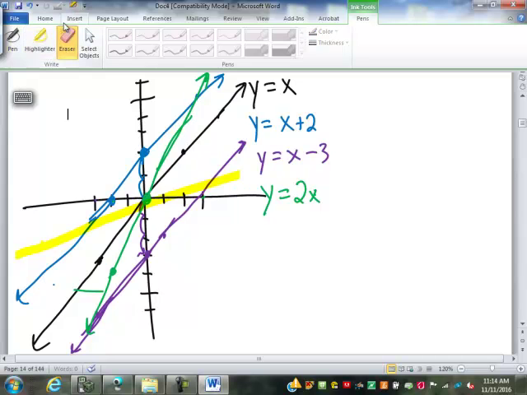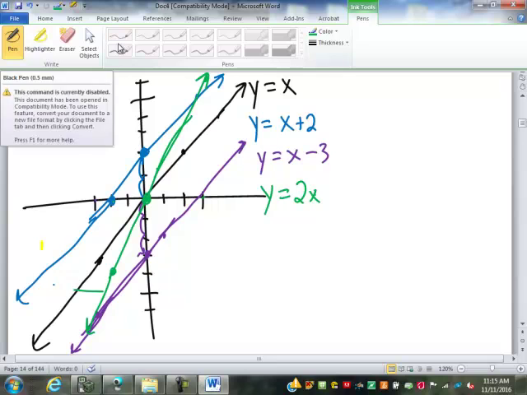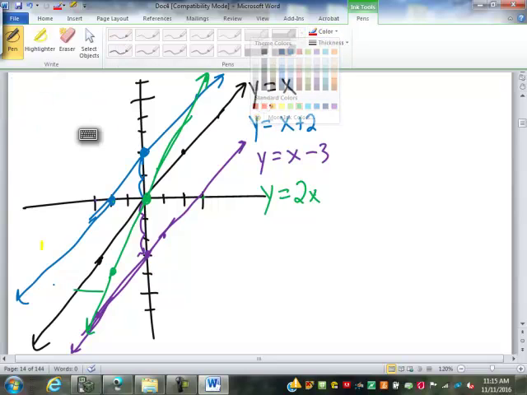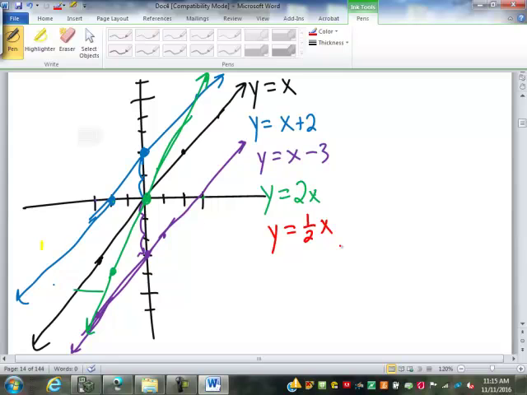Divide. Now, from our fractions, we learned that dividing by a number is the same as multiplying by its reciprocal. So rather than dividing by 2, we're going to multiply by 1/2. So y equals 1/2 times x. That's the same as y equals x divided by 2. So now if x is 0, what's y? Still 0.